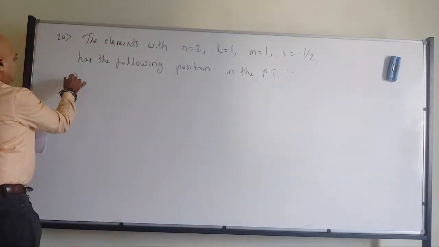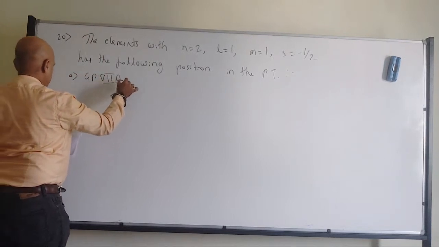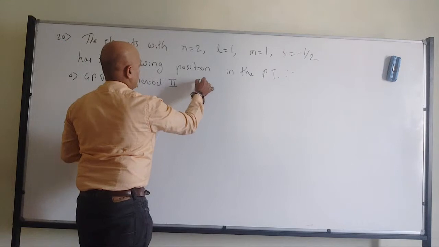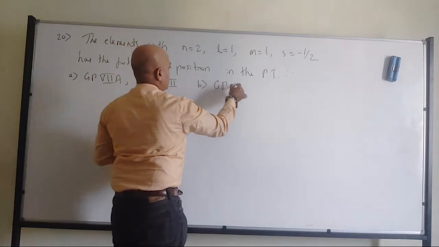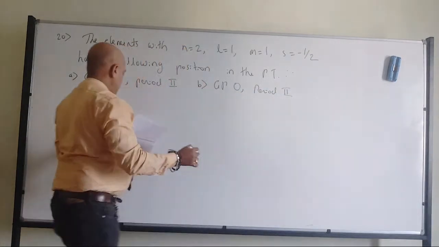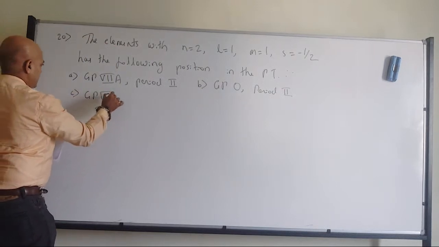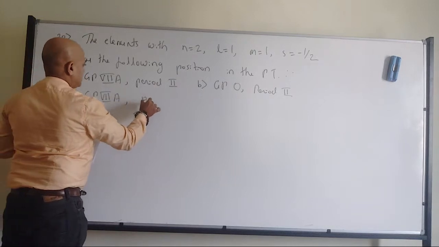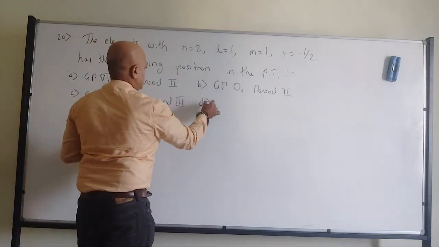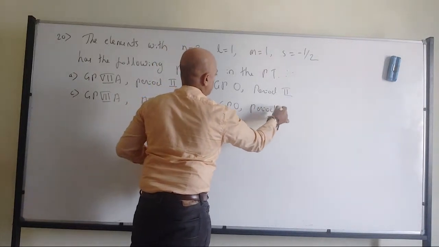Option A, group 7A and period 2. Option B, group 0 and period 2. Option C, group 7A and period 3. Option D, group 0 and period 3.